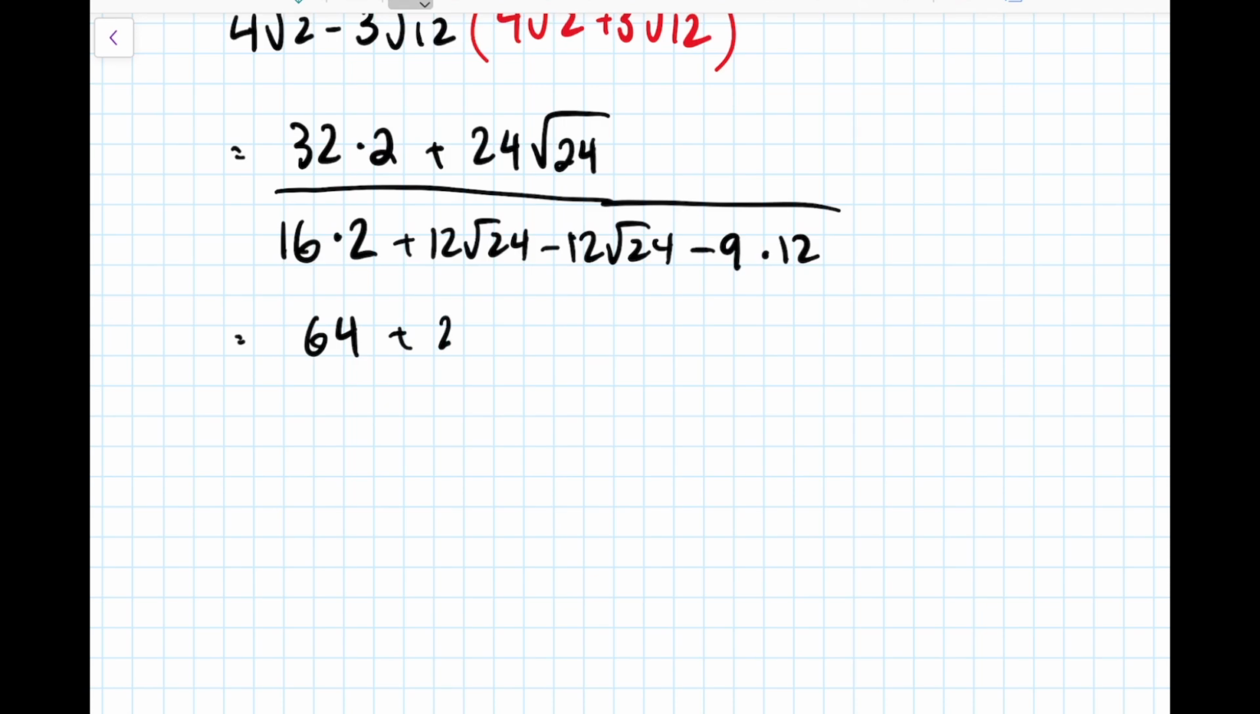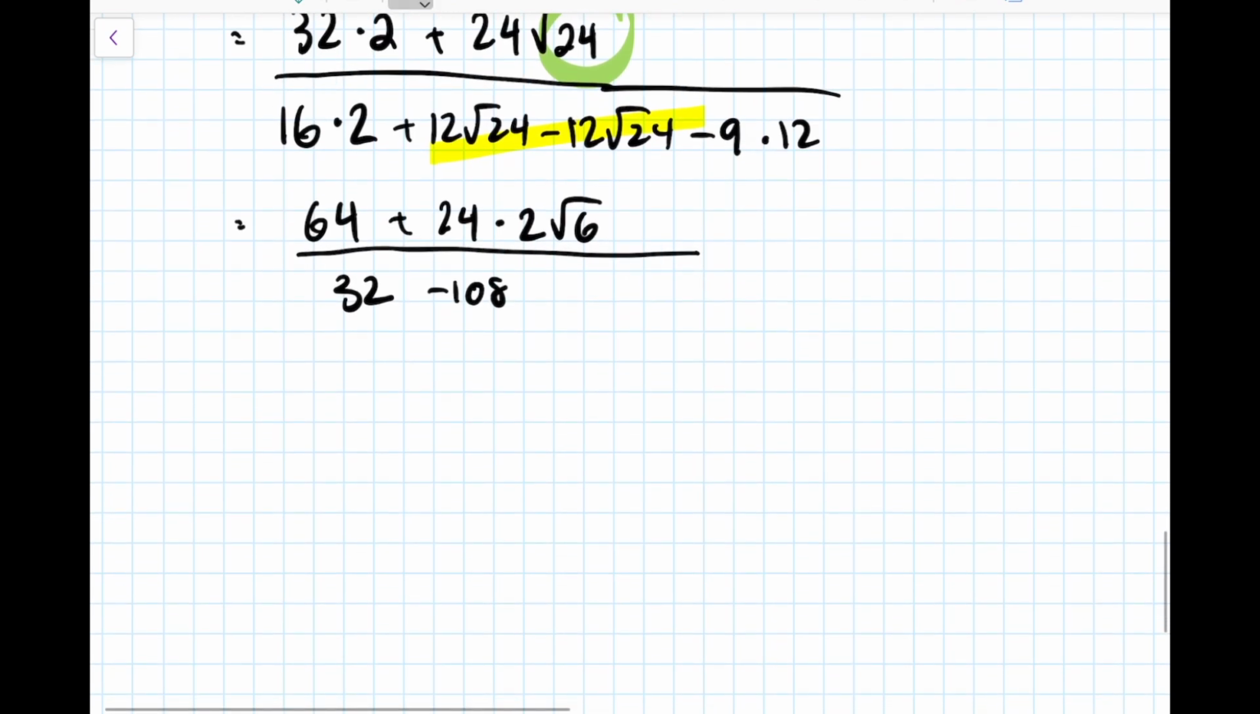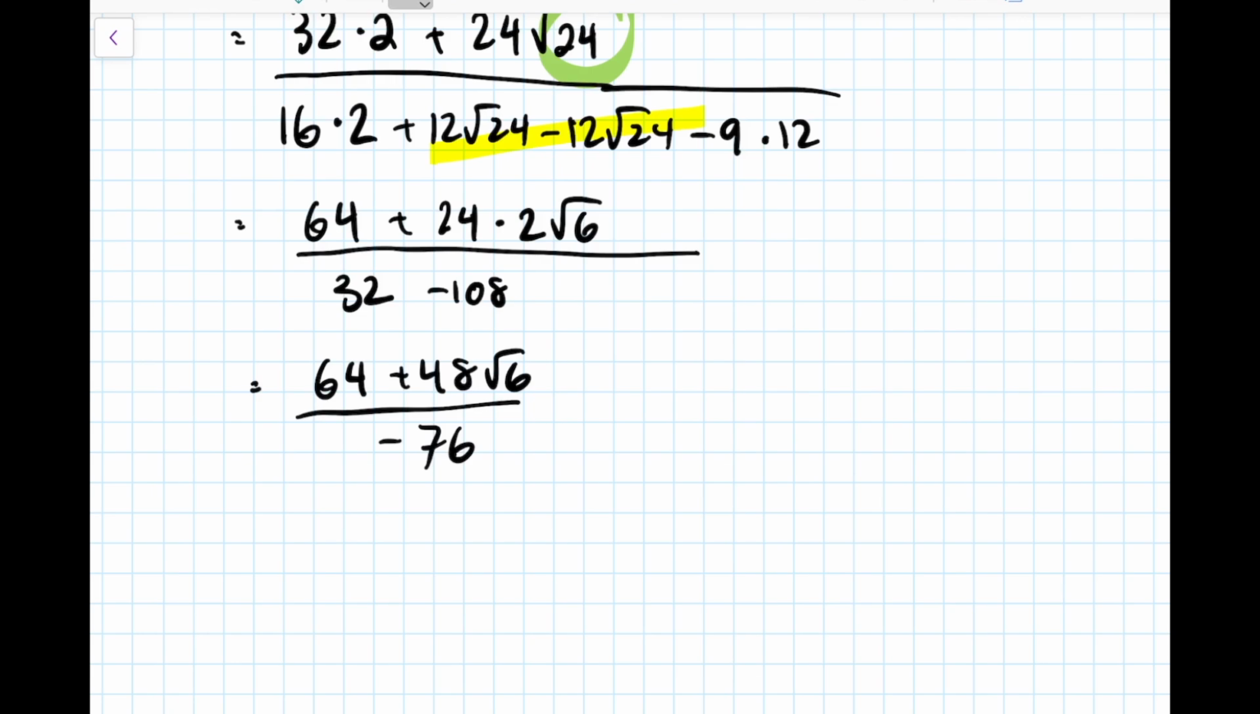24 and 24. Well, hey, 24, that's something I can pull something out of. So I'm going to be able to pull out a 2 from that, which is going to leave behind a root 6. Then on the bottom, 16 times 2 is 32. Those middle terms have canceled out. And 9 times 12 is 108. So we've got 64 plus 48 root 6 over negative 76.